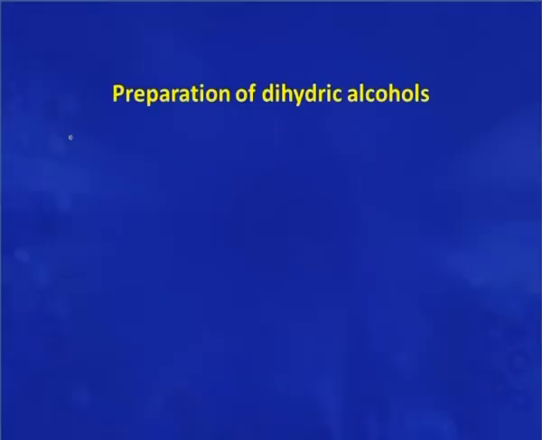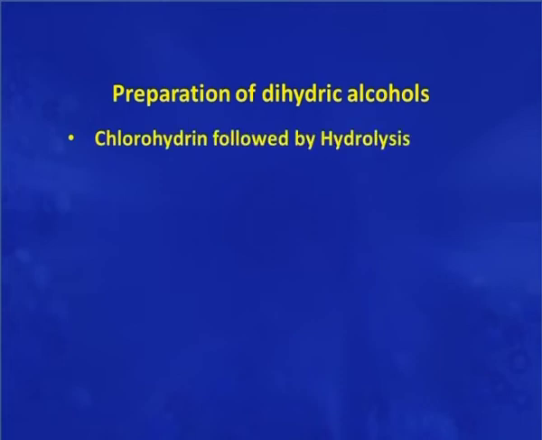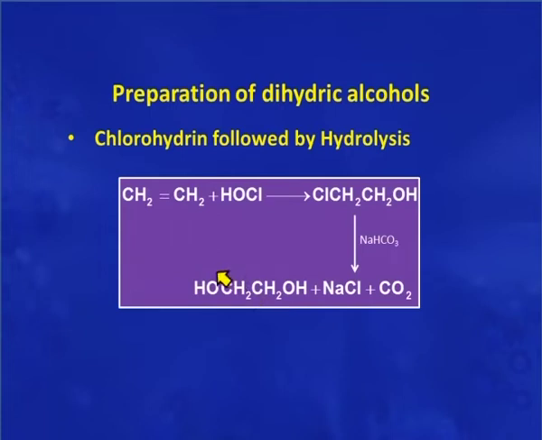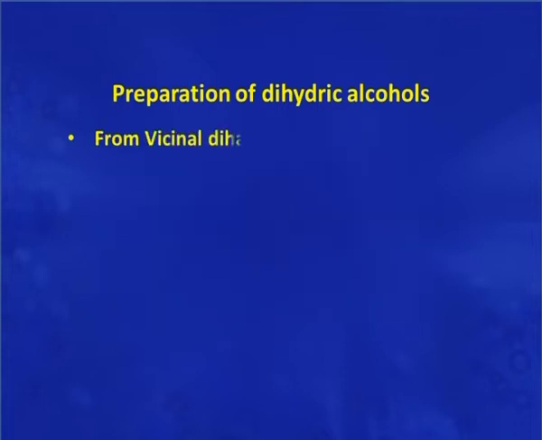Ethylene glycol can be prepared by the formation of chlorohydrin from ethene followed by hydrolysis. In this case, ethene is treated with hypohalous acid, which in turn is prepared by the reaction of chlorine with water. This hypohalous acid adds on to the double bond of the ethene molecule, forms ethylene chlorohydrin, which upon hydrolysis forms ethylene glycol.